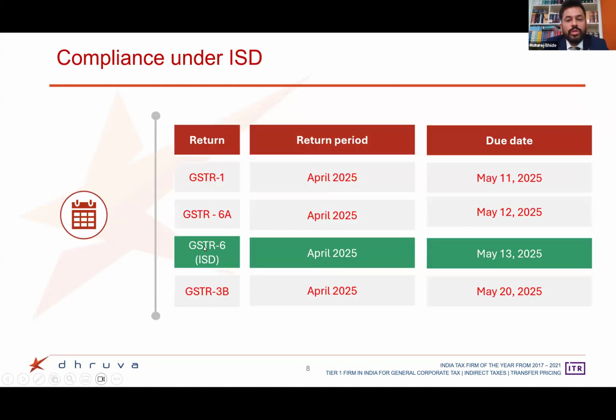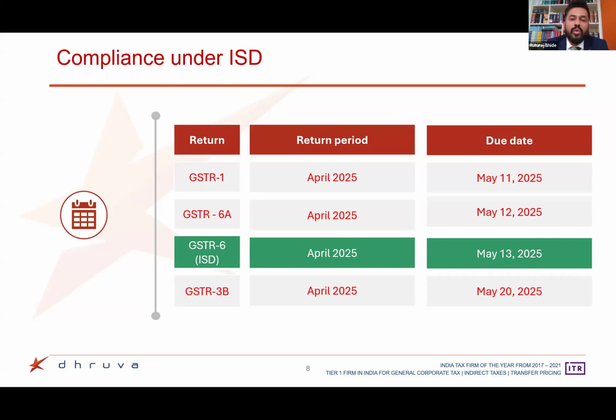Now, coming to the added compliance which the ISD framework brings along. Every ISD registration is required to file a monthly return. The return is called GSTR 6. And this return is basically to distribute the credit among the relevant registrations. If you look at the timelines, there is a stringent date which is getting added into your compliance calendars. Typically, let's say for the month of April, your vendor has raised an invoice on the ISD registration.